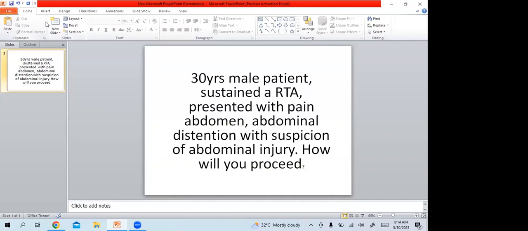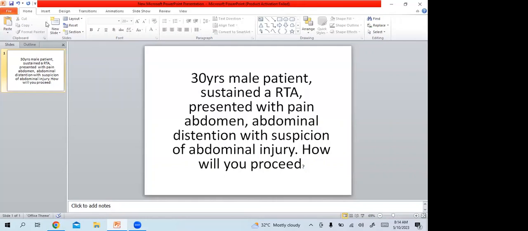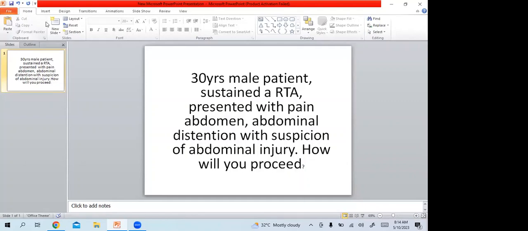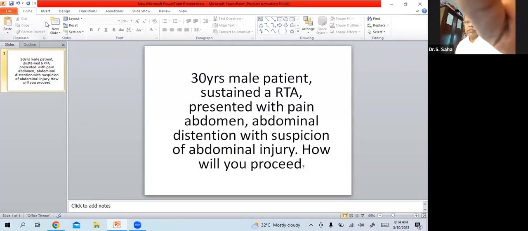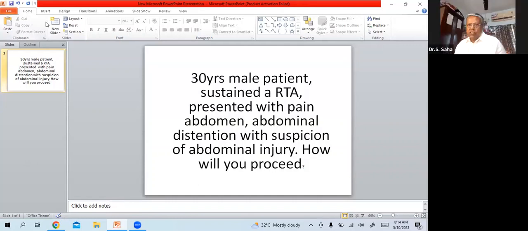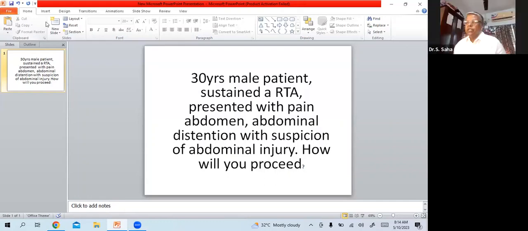Right. Okay. Now, on examination, what else have you found? Let us talk about the hemodynamics. What have you found on examination? Is this patient hemodynamically stable? Yes, sir. And what do you mean by hemodynamically stable?